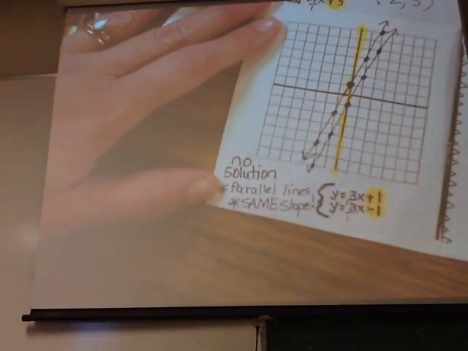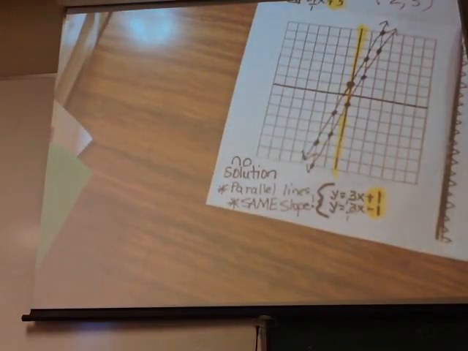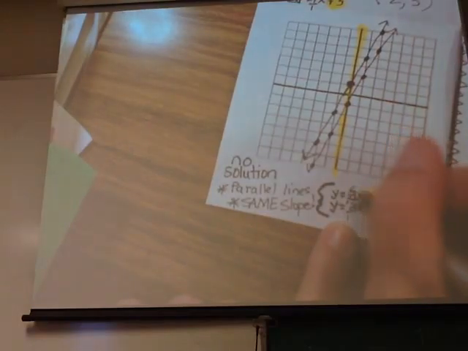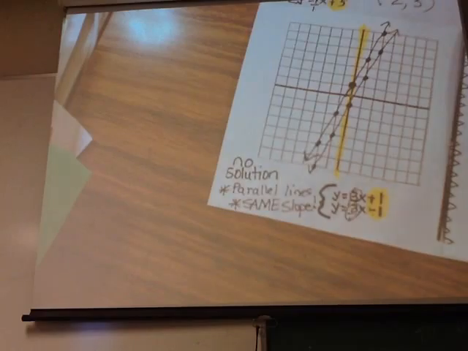Algebra people, if they have opposite slopes, what happens? They form perpendicular lines. That means they cross at 90-degree angles. Okay? So, if they have the same slope, in this case, they're going to be parallel lines every time, which means they're going to have no solution because they never touch each other.